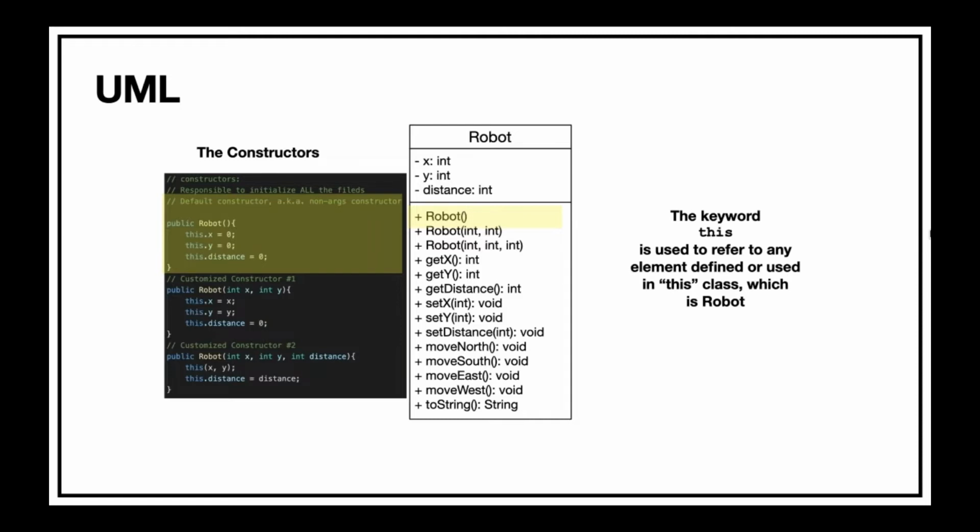Very useful when you develop mobile apps. Notice that every time we're referring to the fields, we use this.x, this.y, and this.distance.